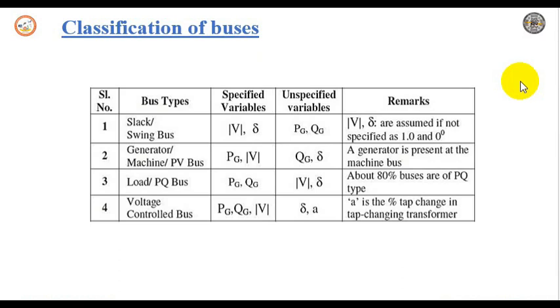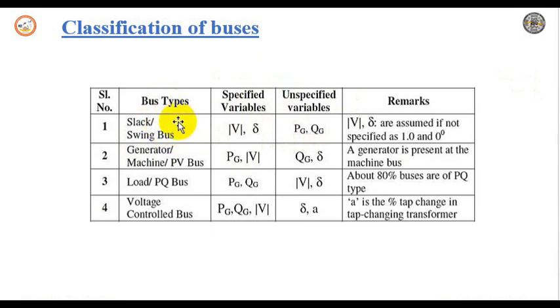We already know that there are four quantities of interest in the power system: real power, reactive power, voltage magnitude and angle. The angle is represented by delta, voltage magnitude is represented by V, and real power and reactive power are represented by P and Q respectively. First, let us start with the slack bus.